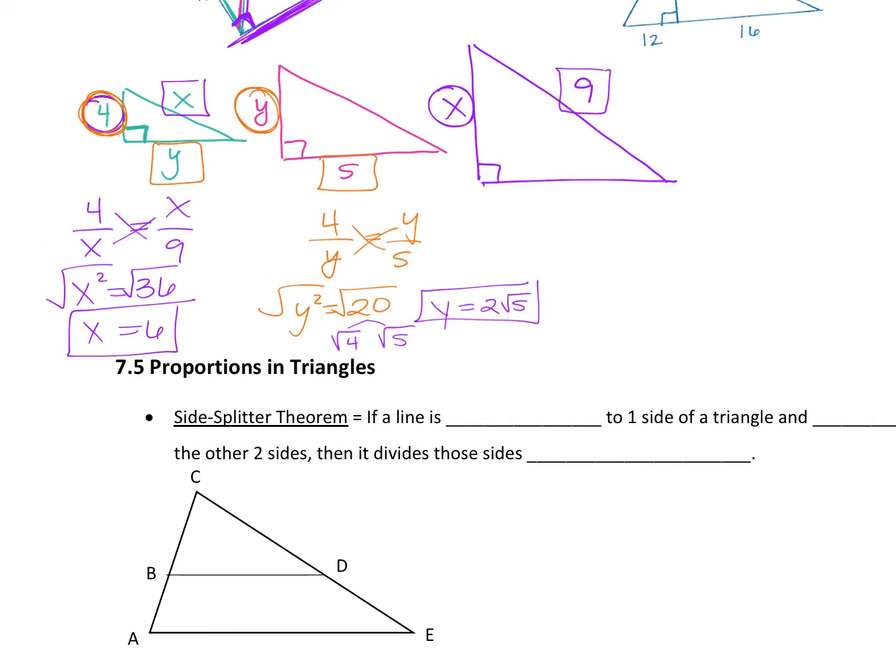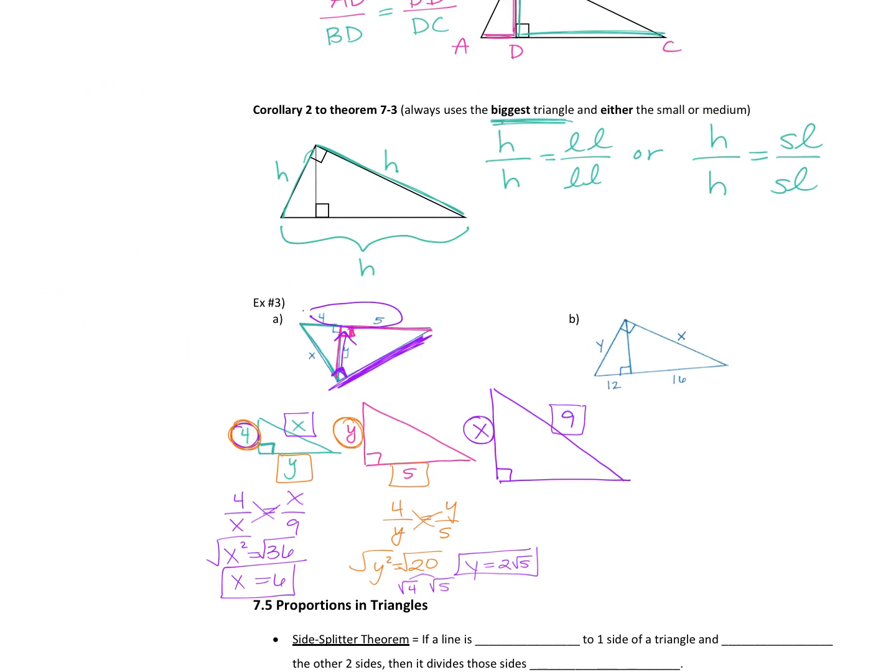See how drawing them is a little simpler? If you're just looking at it like this, it's hard to go, okay, shorter leg over shorter leg equals longer leg over longer leg. What are we looking at? If you draw it, you see it a little better, okay?